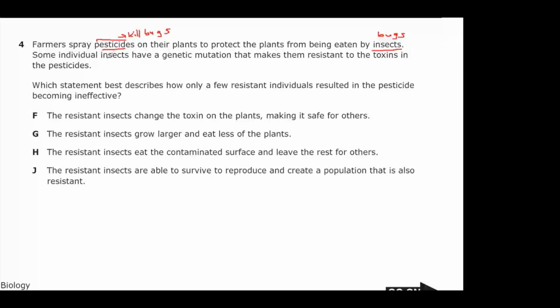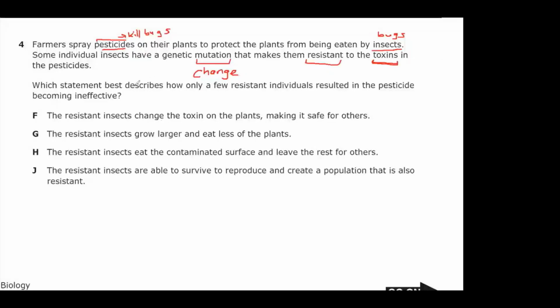But some individual bugs or insects have a genetic mutation. Remember, mutation is a change on the genetic material, like on their DNA, and that makes them resistant to the toxins. It means they become powerful against the toxins, like pesticides, so they can survive and continue damaging the plants, right? Hurting the plants.